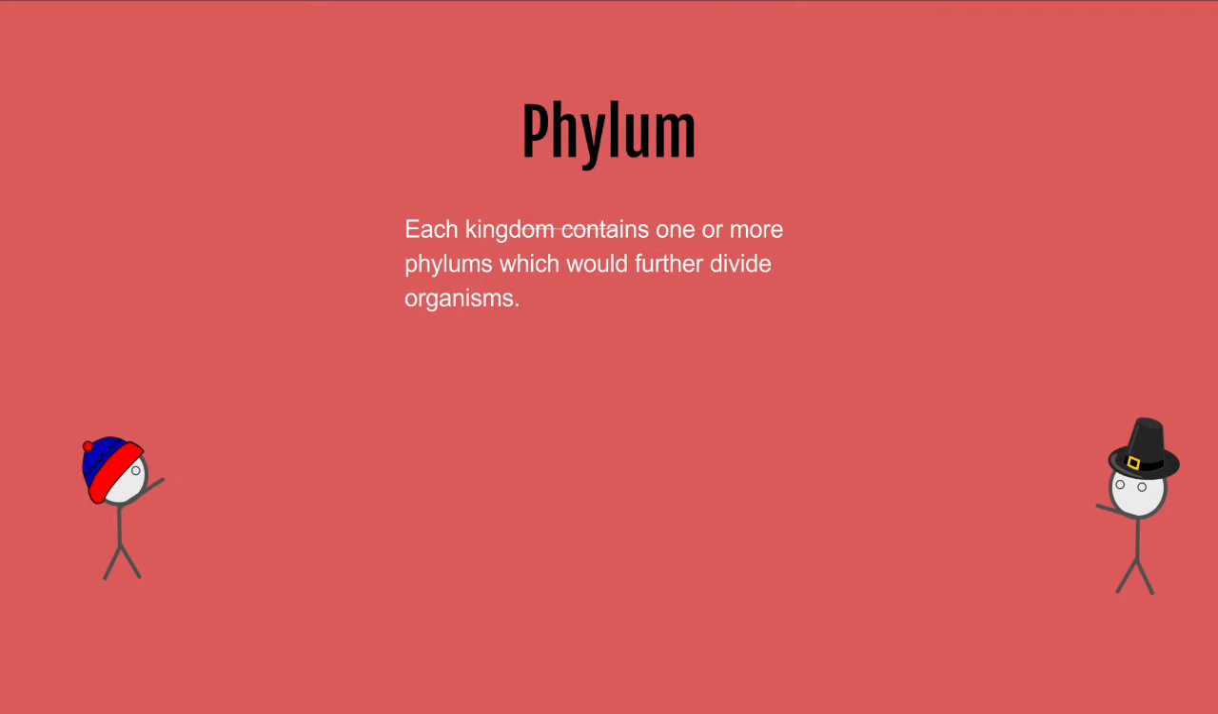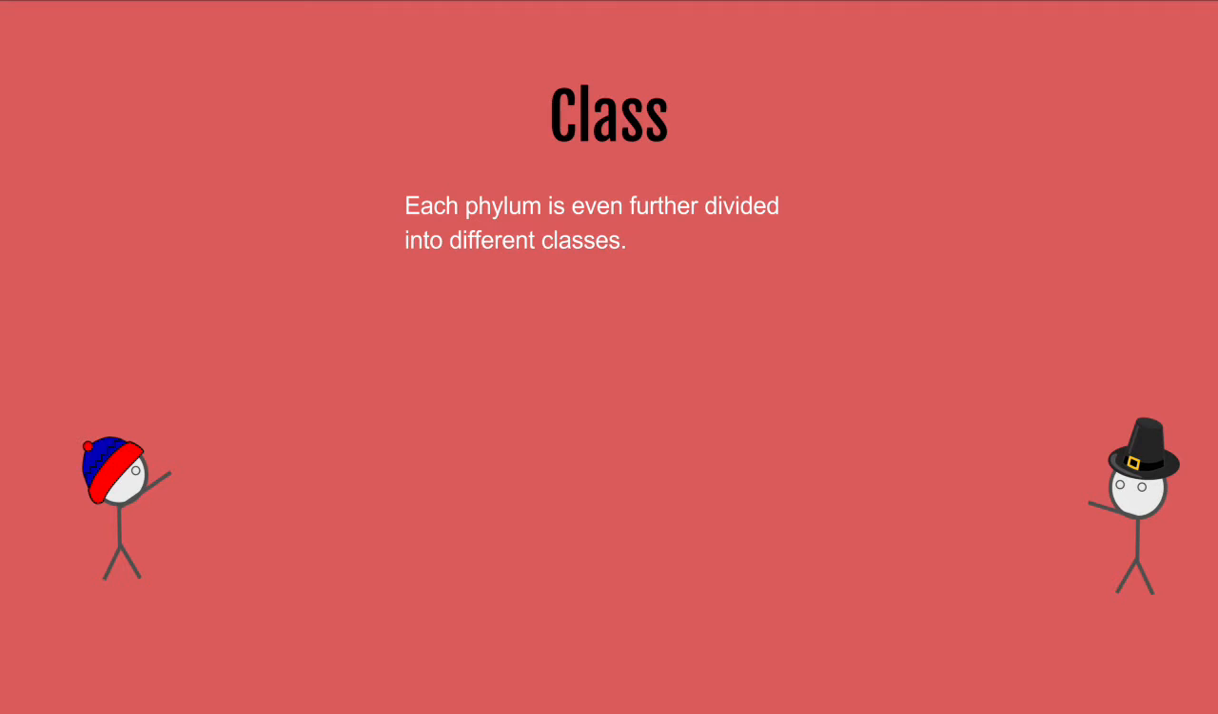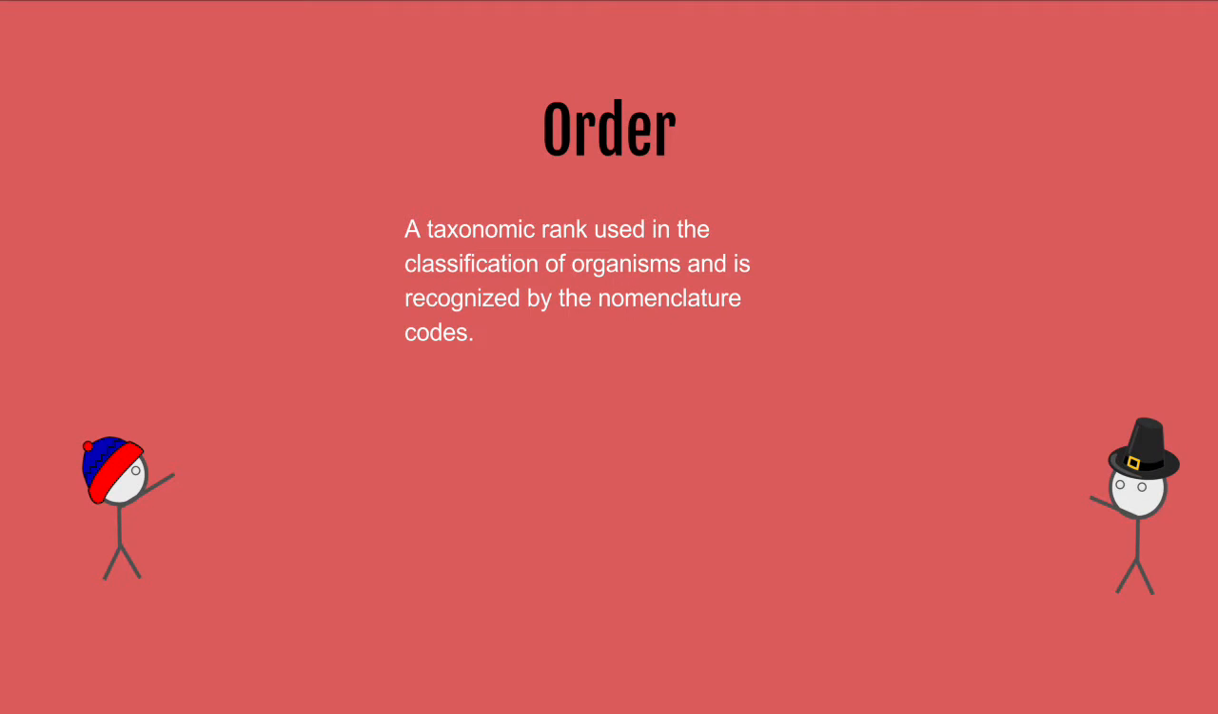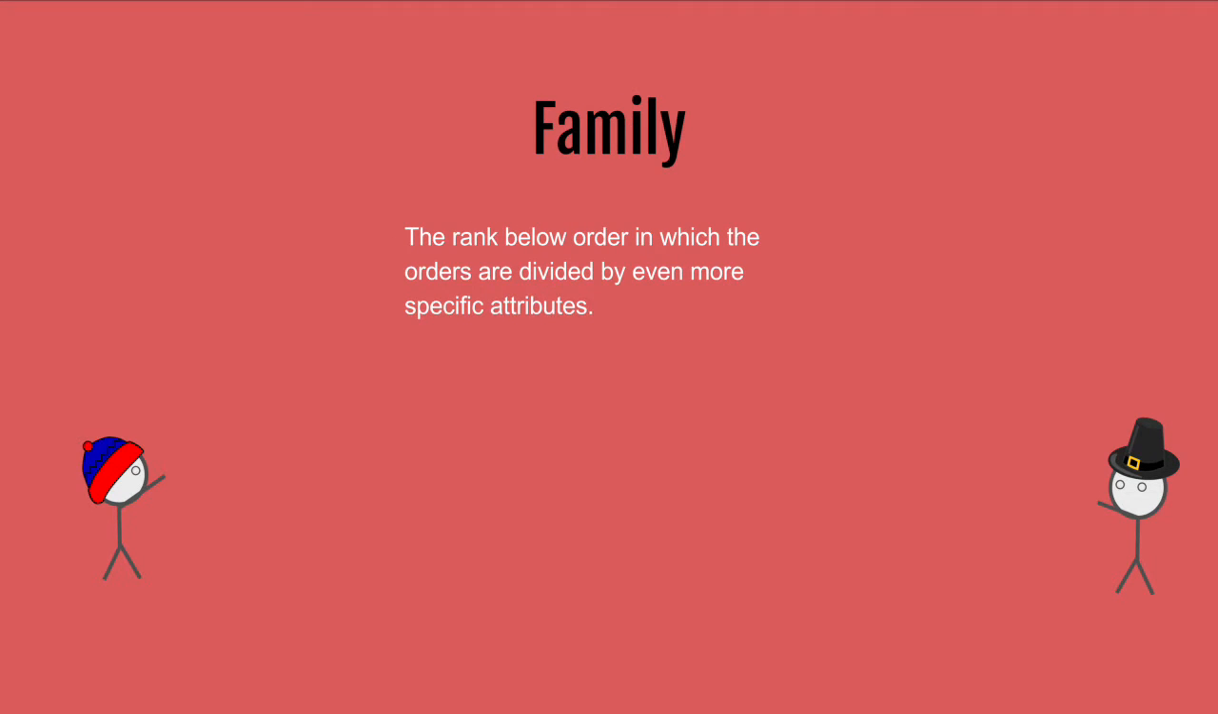Okay, now for phylum. Each kingdom contains one or more phylums which would further divide organisms. Then in class, each phylum is even further divided into different classes. So, order is a taxonomic rank using the classification of organisms and is recognized by the nomenclature codes. After that, family would be the rank below order, in which the orders are divided by even more specific attributes.